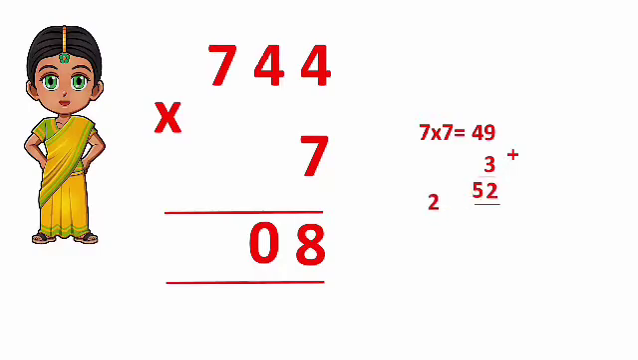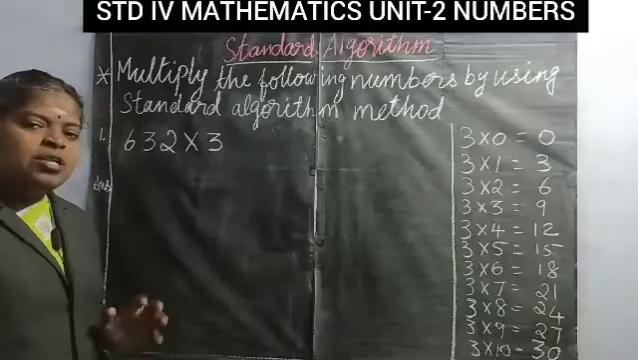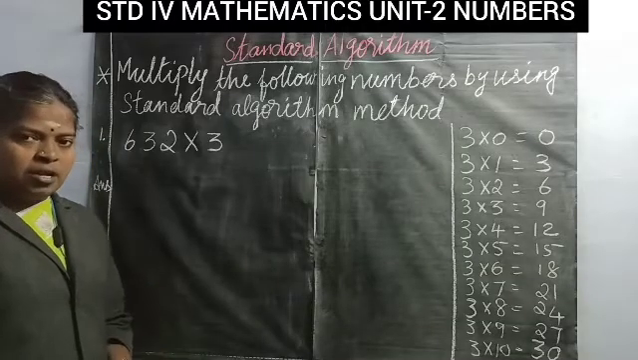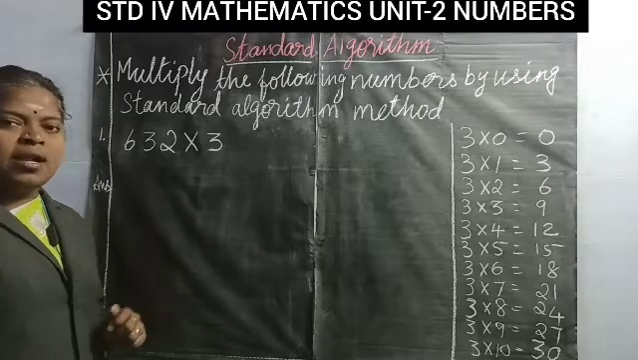Write 2 in hundreds place and 5 in thousands place. So, when we multiply 744 with 7, we get 5208. Now we can learn the standard algorithm. Multiply the numbers by using the standard algorithm.